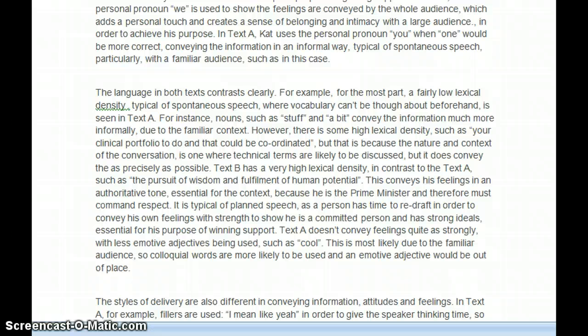Text A doesn't convey feelings quite as strongly, with less emotive adjectives being used, such as cool. This is most likely due to the familiar audience, so colloquial words are more likely to be used and an emotive adjective would be out of place. Yeah, I think this actually is probably some of their better analysis, because it's been taken right through to look at the context in terms of the familiar audience and then the explanation, so colloquial words are more likely to be used. They're perhaps getting into their analysis a little bit better by this point in the essay. We'll see as we go through, but that is much more effective.